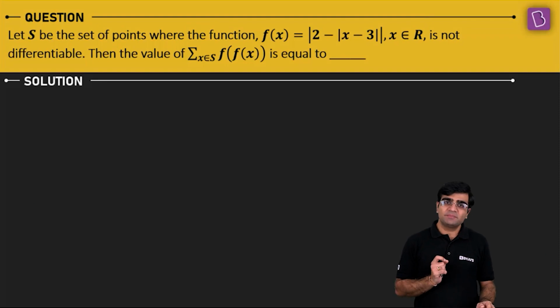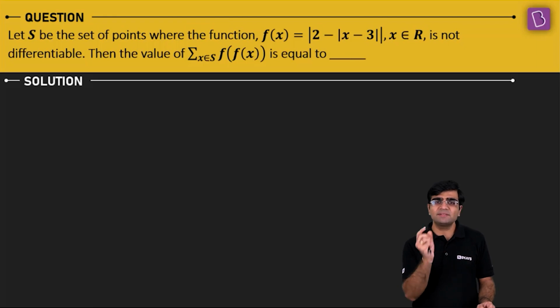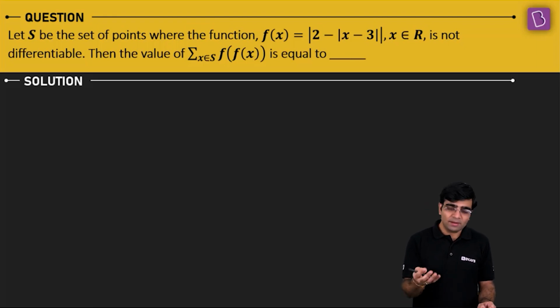What a lovely question. The question says that let S be the set of points where the function, so there is an expression given, f(x) is equal to mod of 2 minus mod of x minus 3 whole mod, x belongs to R, is not differentiable. So capital S is the set which contains the points where this graph of f(x) is non-differentiable, or basically is having sharp turns, right? Because if a function is non-differentiable, we say that this will be having sharp turns in terms of graphs. Keep that in mind, okay?